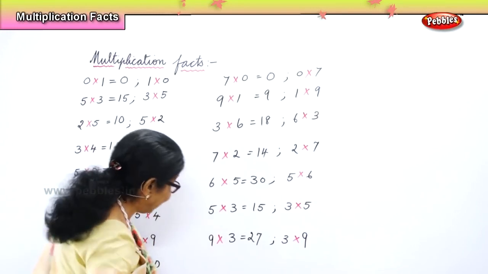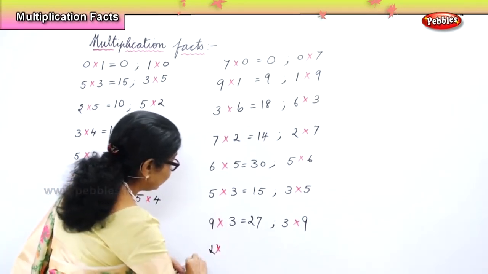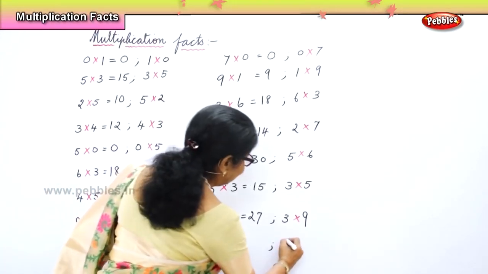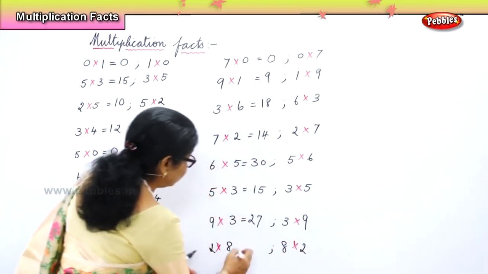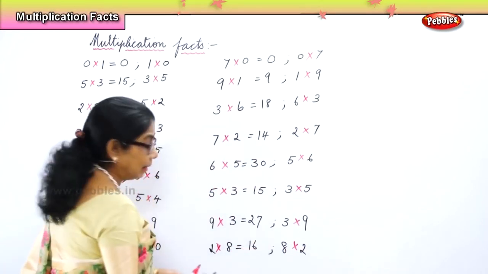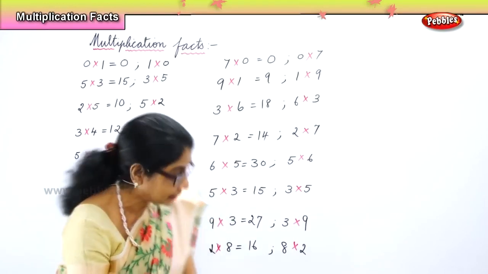Now supposing I say 2 into 8 is same as 8 into 2. So what is 2 into 8? 16. So we learned today the multiplication facts.